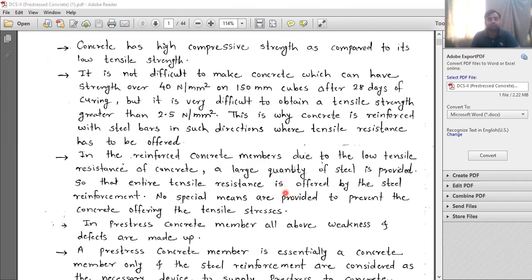Okay. So shall we move further? Yes, no? First, we have discussed the first three points in the general points.